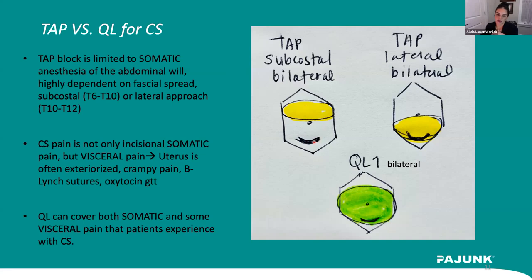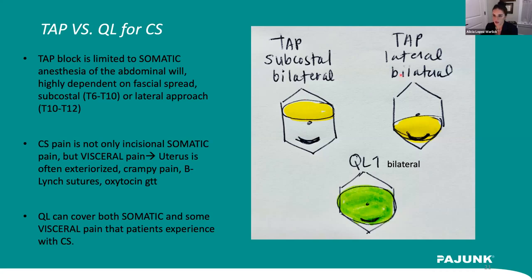This is a Pfannenstiel incision. So that's the incision that we're going to have after C-section. We can see that the TAP subcostal blocks, 2 of them bilateral, will not cover a Pfannenstiel incision, but they might cover a midline incision on the top. If you had incisions here on the top, they would cover that, like a subcostal incision would be covered as well. And that's T6 to T10 here.